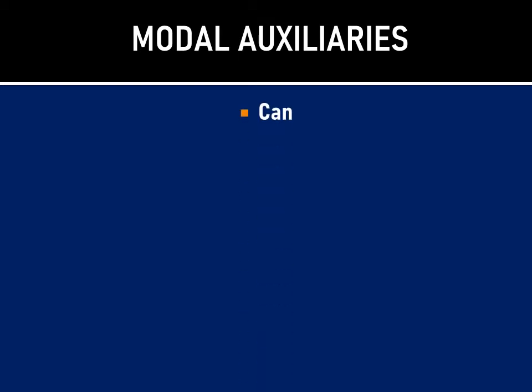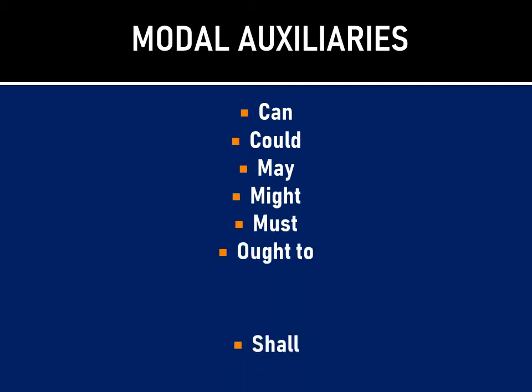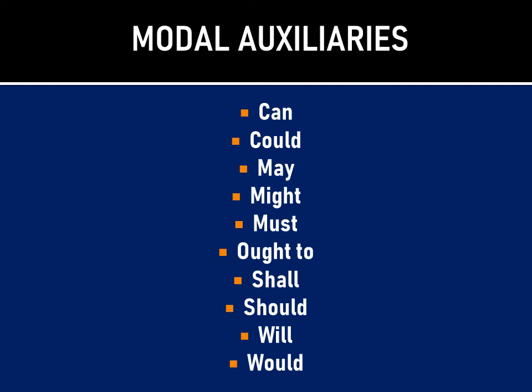Now let us list the modal auxiliaries. So you have can, could, may, might, must, ought to, shall, should, will, would. These are the main modal auxiliaries.